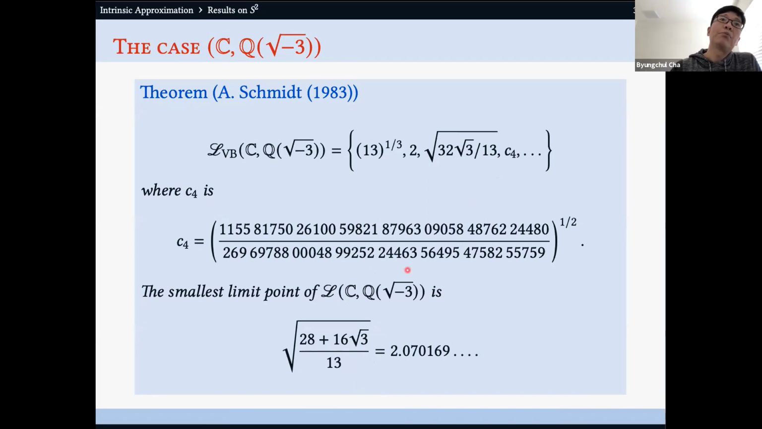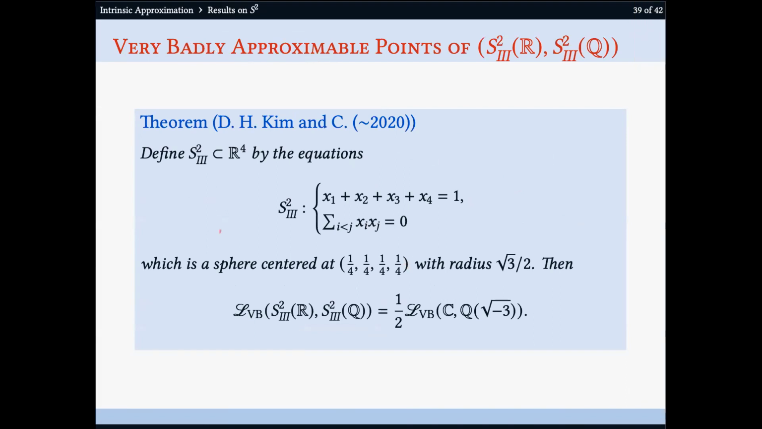And we are also able to find a sphere we call S2 subscript 3. Now this sphere is embedded in R4. How is this sphere embedded? These are the defining equations. So we're in R4. You define the two-sphere by the intersection of these two hypersurfaces, x1 plus x2 plus x3 plus x4 is equal to 1, and then the sum of those products is equal to 0. Now this is the sphere, if you trust me, centered at this point, 1/4, 1/4, 1/4, 1/4.